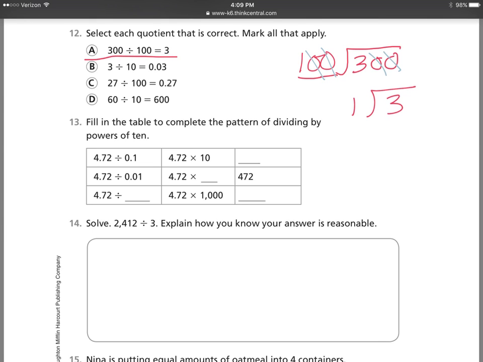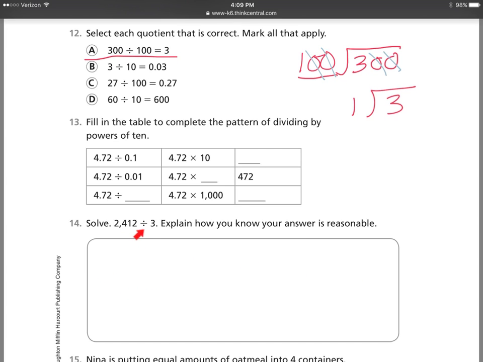We're doing number 14 as well. Solve 2,412 divided by 3. Explain how you know your answer is reasonable. The first thing you're going to want to do is solve. You're going to want to make sure that you write this problem correctly and refer to the one that we just got done doing as to how to do that. When you're finished solving, you can explain how you know your answer is reasonable.